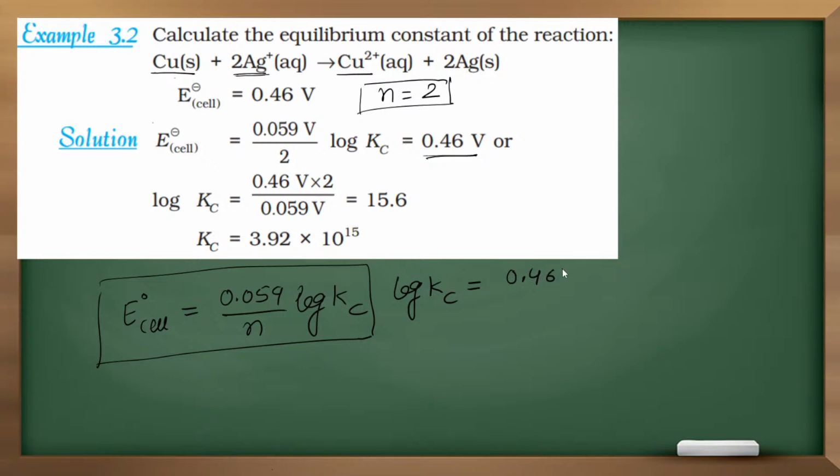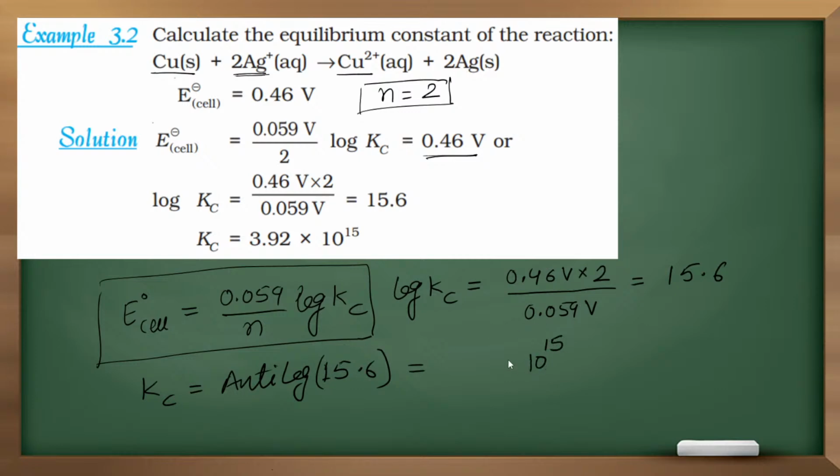0.46 volt into 2 divided by 0.059 volt. So it comes out to be 15.6. So Kc is antilog of 15.6. In this way, the number before the decimal place is written as 10 raised to power 15, and then the antilog of 0.6.